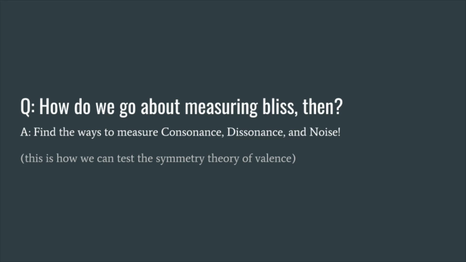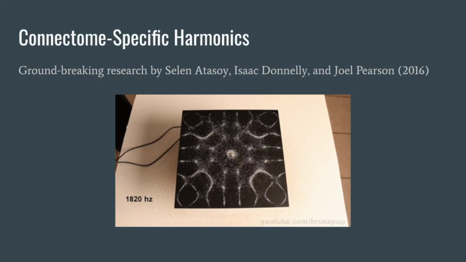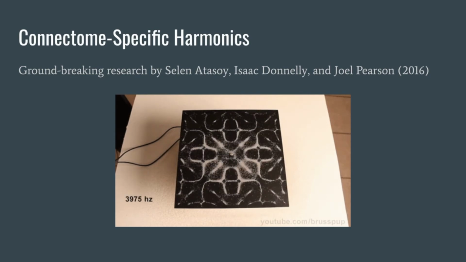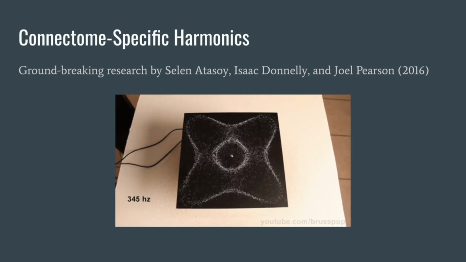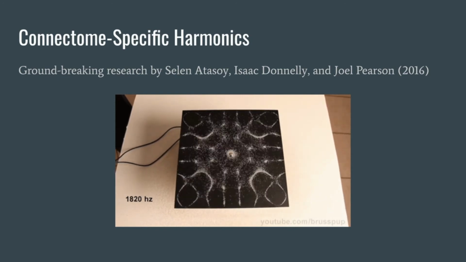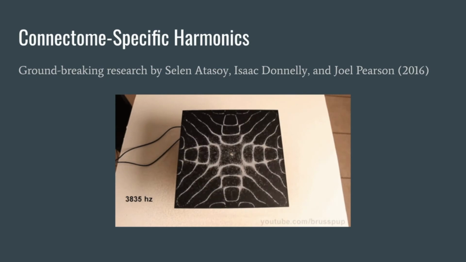Okay, so how do we measure bliss then? If the symmetry theory of valence is correct, the answer would be to find ways of measuring consonance, dissonance, and noise in brain activity. And these would test the symmetry theory of valence. And here's where we come to really awesome, groundbreaking research. In 2016, Selen Atasoy and other people developed a paradigm that identifies resonant modes in brains. Now, rather than being a mechanical wave like it is in this Chladni plate, we're talking about an electromagnetic wave.